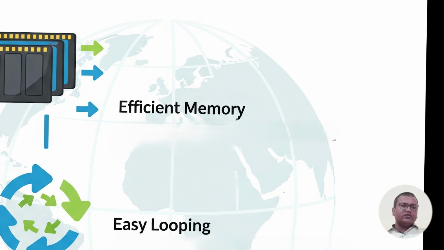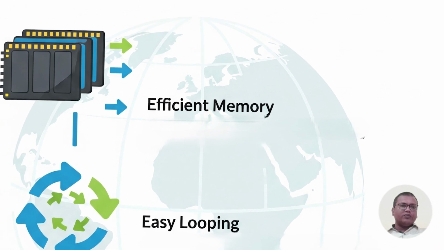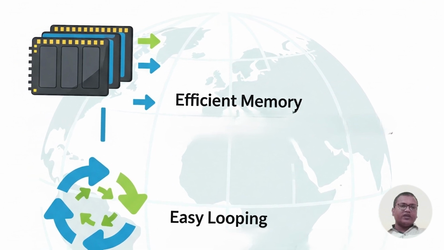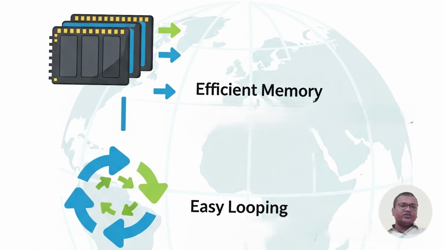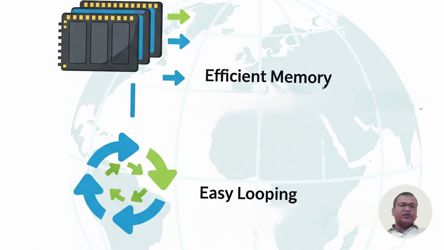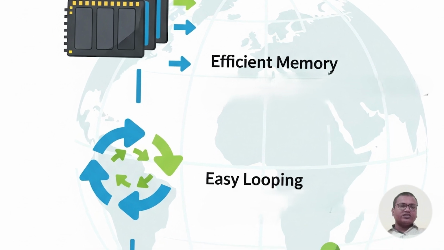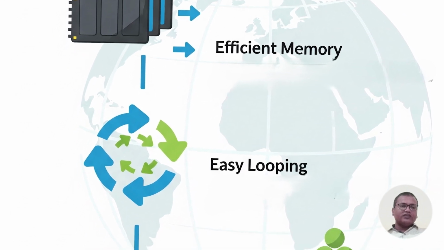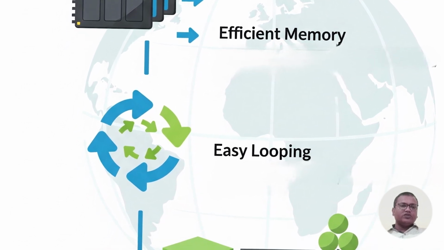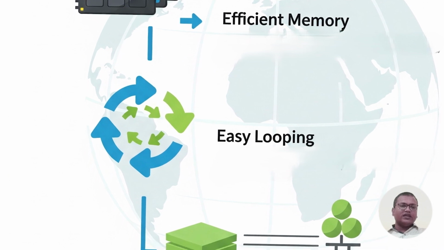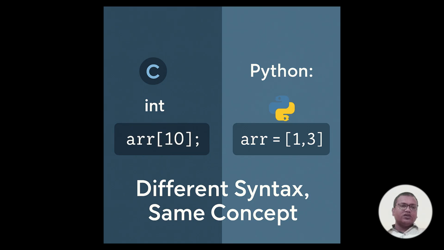Arrays are everywhere in programming because they help with efficient memory handling, easy iteration with loops, building blocks for more complex data structures like lists, stacks, and queues, and most importantly, organized indexed storage. A note on differences.